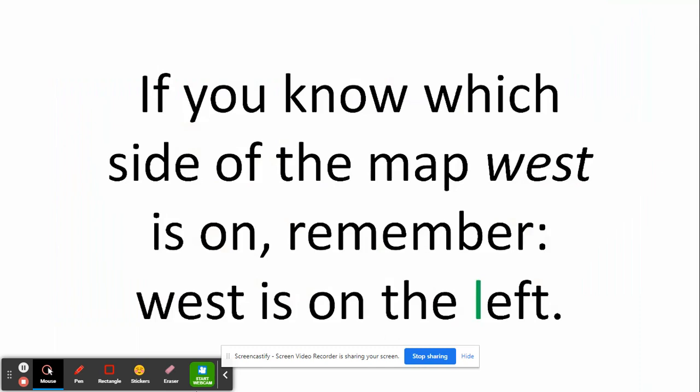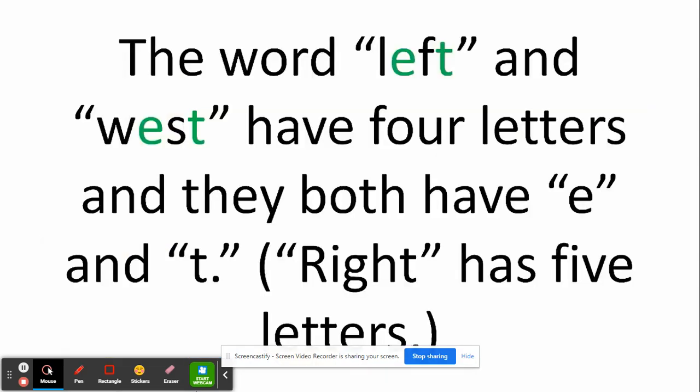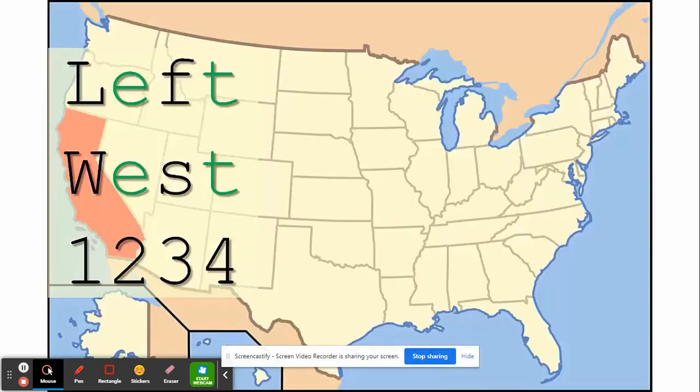If you know which side of the map west is on, remember, west is on the left. The words left and west have 4 letters, and they both have E and T. Right has 5 letters. Left, west, 1, 2, 3, 4 letters.